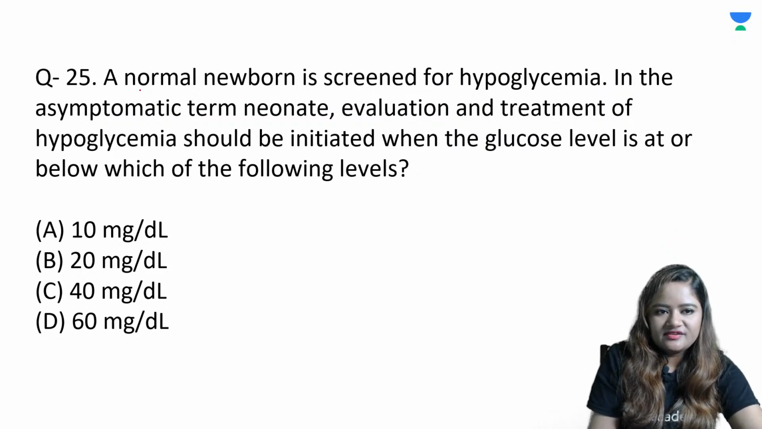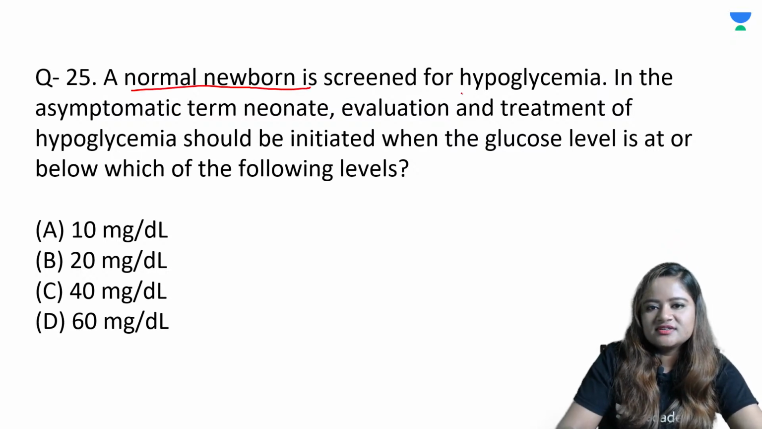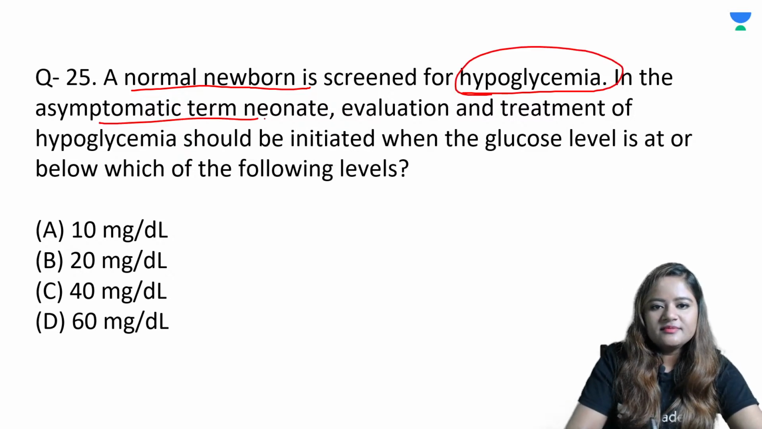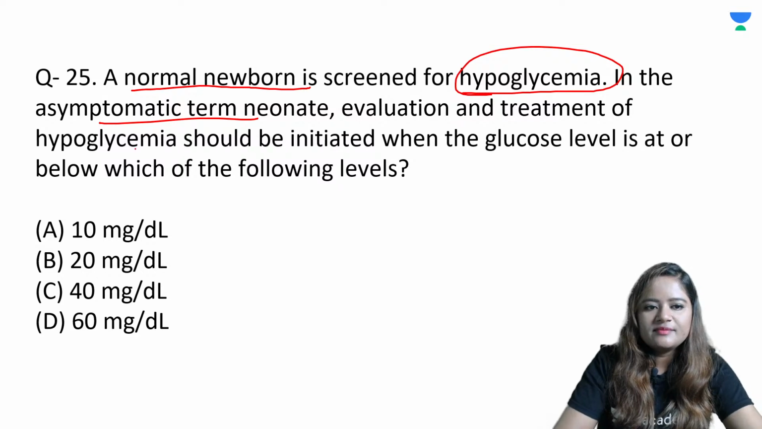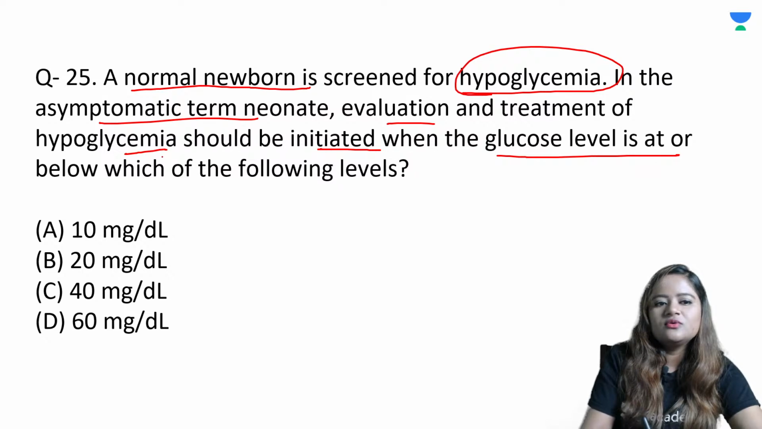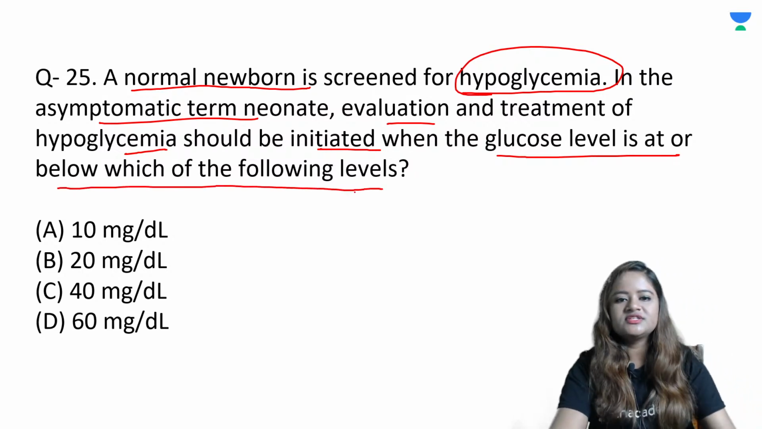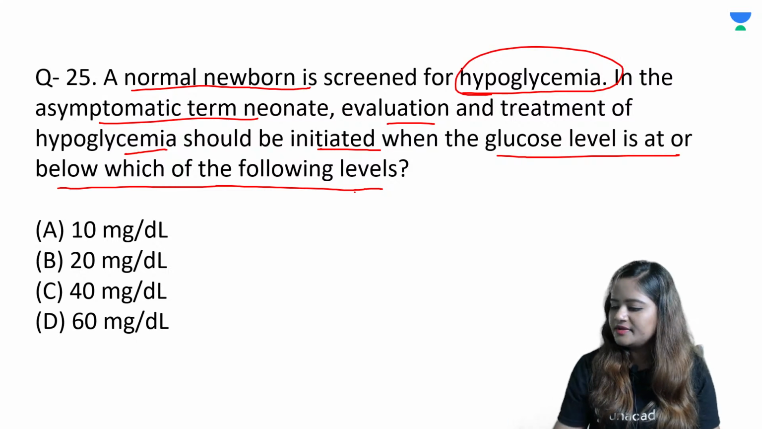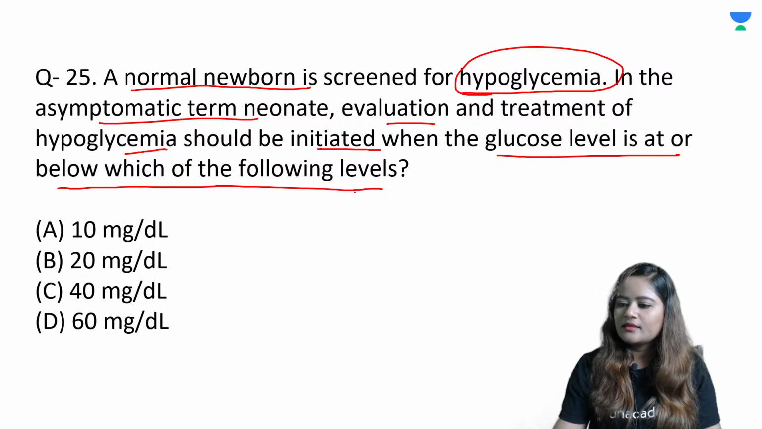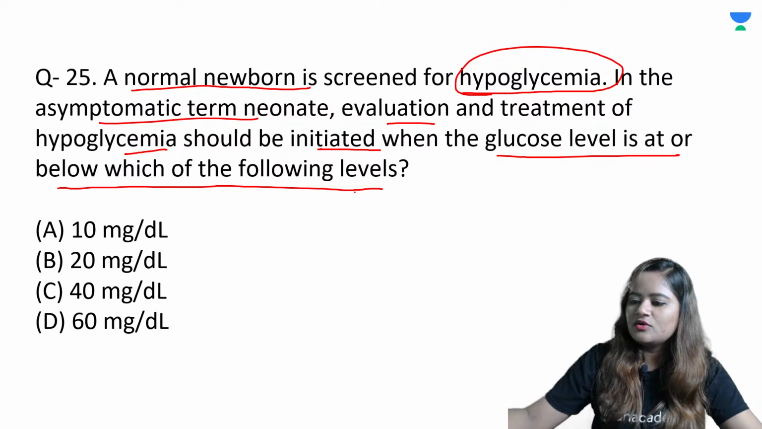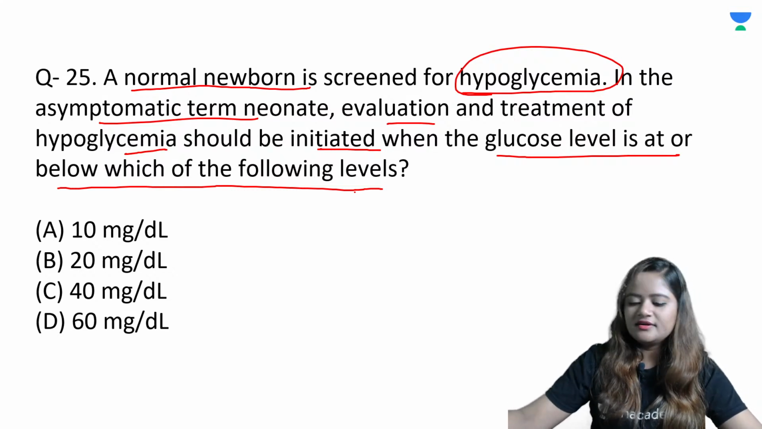Okay, question number 25. There's a normal newborn who is screened for hypoglycemia. So, in an asymptomatic term neonate, evaluation and treatment of hypoglycemia should be initiated when your blood glucose is at or below which of the following levels. So, simple question: what is the cutoff of normal RBS in a term baby? What do you consider as a normal RBS or glucose level in a term baby?